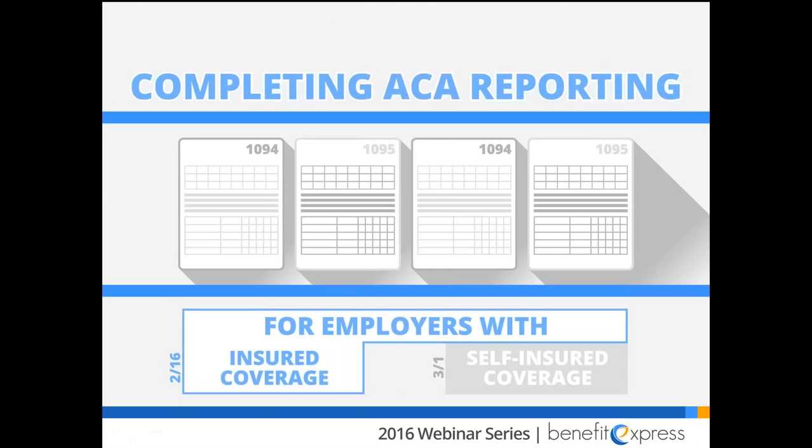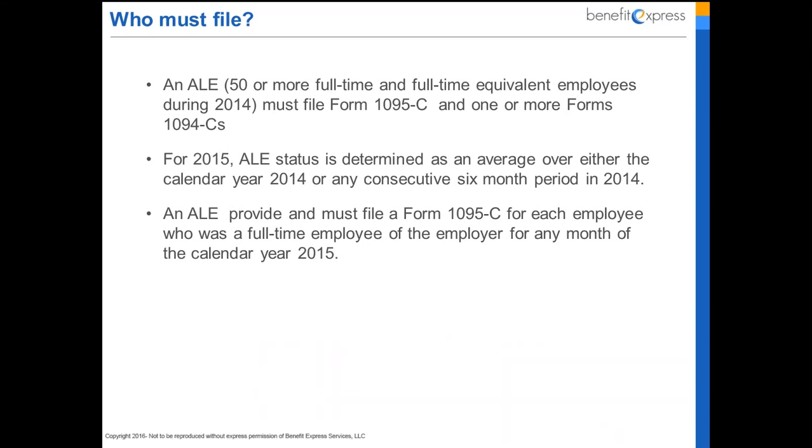Slides, and then we'll stop to take questions at the end of the presentation for the 1095C, and then we'll go through the 1094C. So again, an applicable large employer, which is an ALE, 50 or more full-time or full-time equivalents during 2014, must file a Form 1095C and one or more 1094Cs.